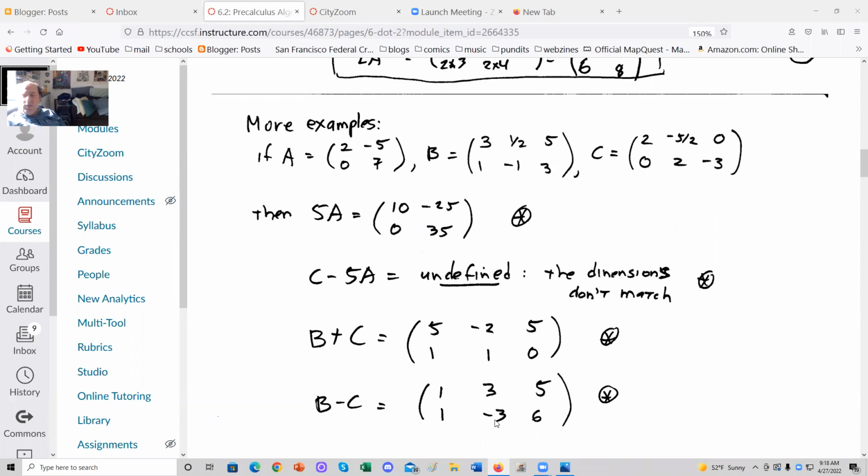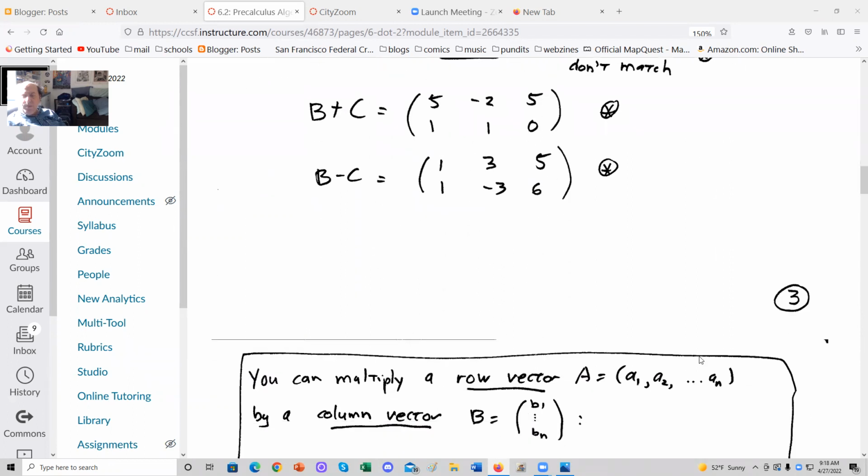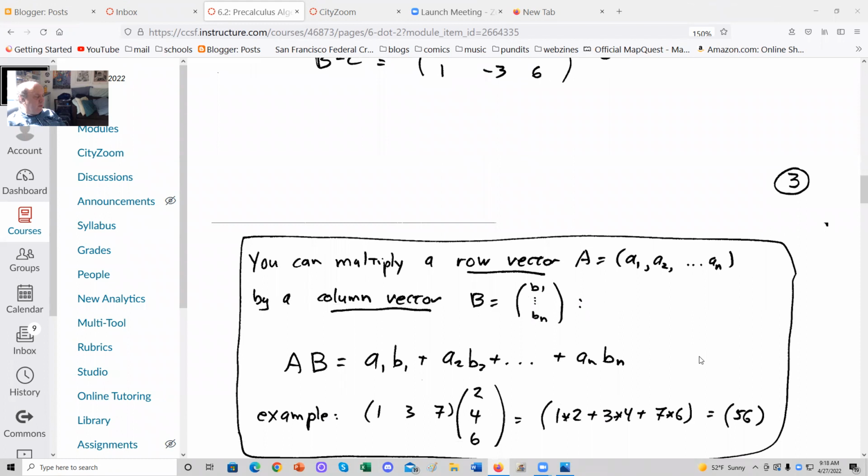-1 minus 2 is -3, and 3 minus -3 is 6. All right. Now we get to multiplying matrices. Here it gets a little complicated.